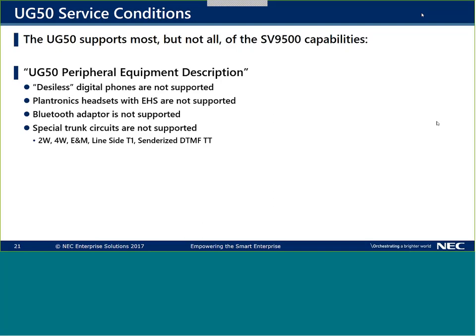So a Desilis phone is one that does not have the paper strip label under the buttons. It actually delivers the button content digitally to the display of the phone. And the UG50 cards just aren't able to do that, so that's why we can't support those phones. However, if you have a Desilis IP phone, it's no problem because the IP phone is getting its display information through the network from the 9500 core rather than the line card.